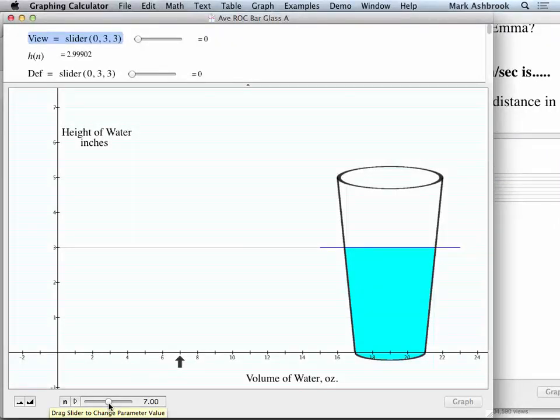Let me read the setup. Consider a typical bar glass being filled with water. We're going to investigate how the following two quantities change together: the number of ounces of water in the glass and the height of water in the glass in inches. So you're doing the first 3 questions. View 0. Go.